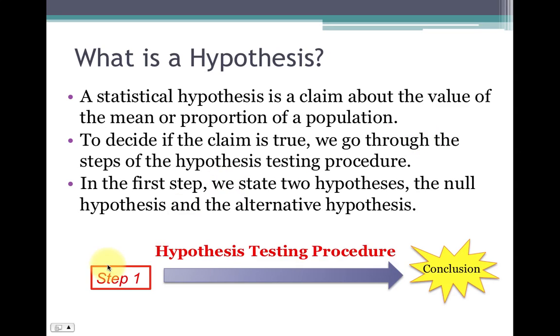That's what we're going to be doing now. We're going to be doing step one, which involves setting up two hypotheses. We're going to go through the entire hypothesis testing procedure in the next lecture coming up. And after going through the hypothesis testing procedure, we'll come to a conclusion and we'll basically make our decision. So the beginning part is the setup of the null and alternative hypotheses.